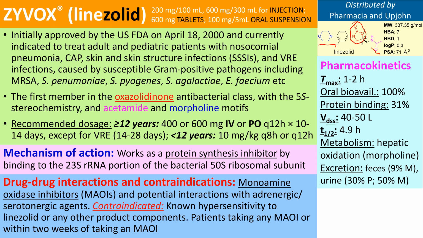Drug-drug interactions. Monoamine oxidase inhibitors (MAOIs) and potential interactions with adrenergic and serotonergic agents. The reason is that linezolid is a reversible, non-selective monoamine oxidase inhibitor, which may interact with adrenergic and serotonergic agents, including antidepressants and opioids. This can further increase the risk of elevation of blood pressure, as well as serotonin syndrome.